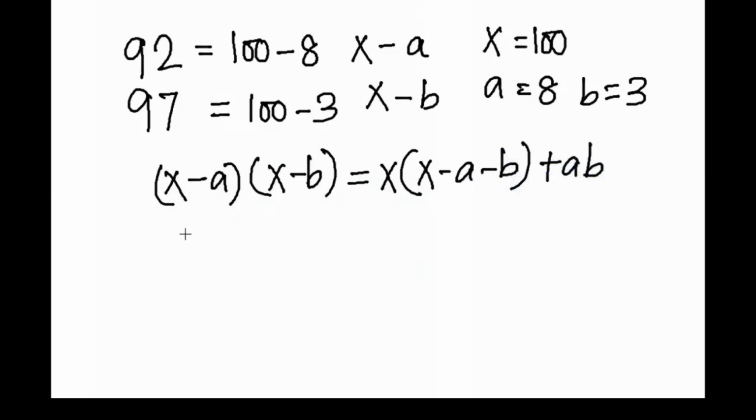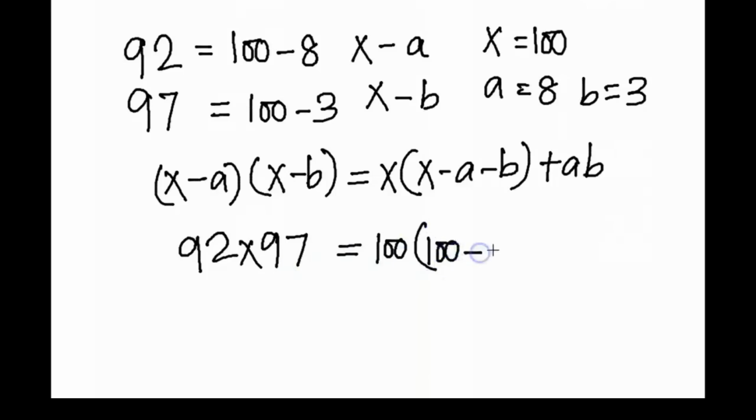So here, putting the values on either side, I get 108 into 103. So this is the multiplication we are trying to do. How we simplify it is x is 100 whole into 100 plus a which is 8 plus b which is 3, plus 8 into 3, 24.